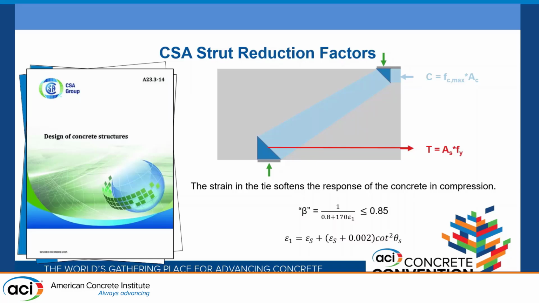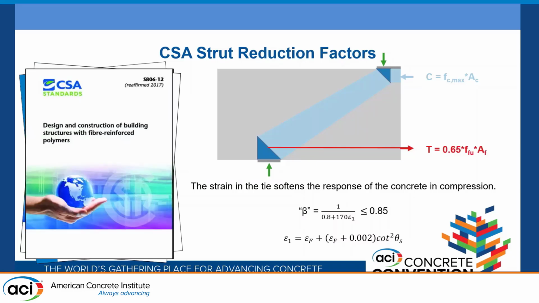And that is related to the strain in the reinforcements and then corrected with an angle to correct for the angle of the strut. And then similarly in the Canadian code for FRP designed structures, they have just a few modifications.